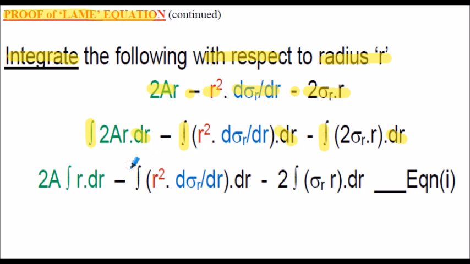On the next line, we're simply taking constants outside the integral. So 2a is a constant, so that's taken outside of the first integral. And then 2 is a constant in the third integral, so that's shown outside the integral. Call that equation 1 in Roman numerals.